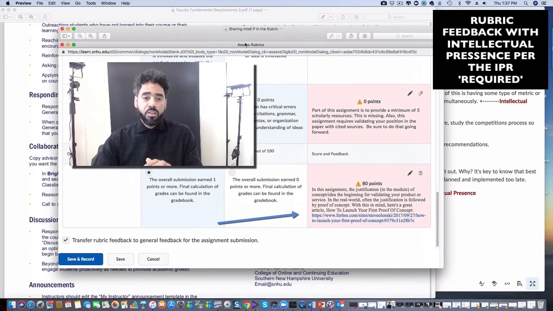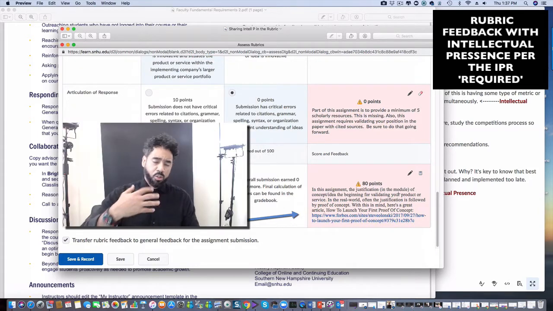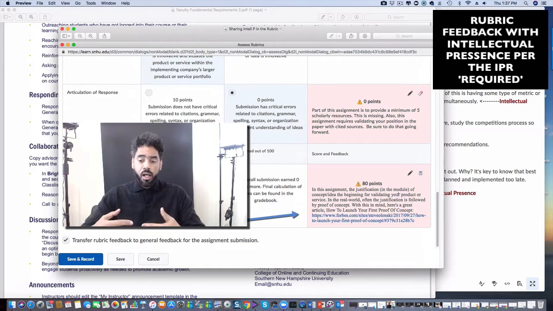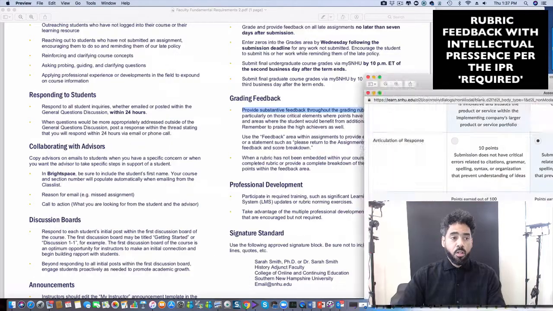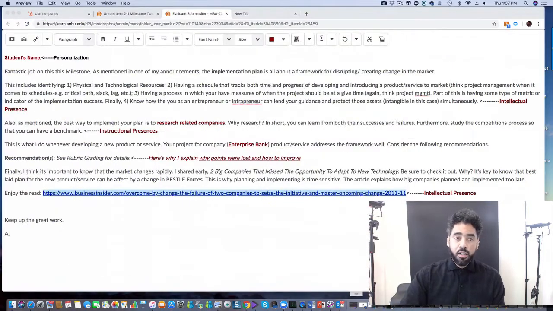And so here's an example of how to show intellectual presence inside of the rubric. Here I talk about the assignment, I talk about justification of the concept of idea. Then I go on to share a little bit of my professional expertise, and then I validate it with how to launch your first product with proof of concept, and I actually provided a Forbes article. Now, what does that look like integrating feedback?